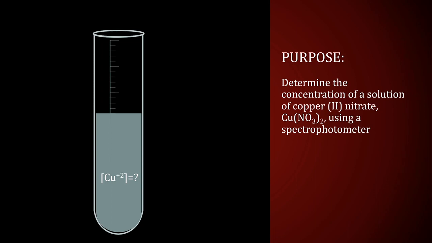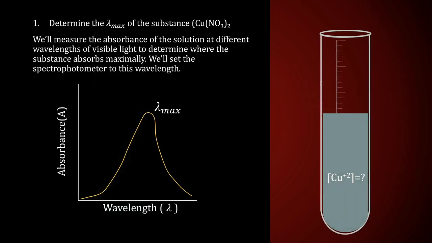The purpose of the lab is to determine the concentration of a copper(II) nitrate solution using Beer's law and a spectrophotometer. The first thing we'll do is to determine the lambda max of the solution in order to know where in the visible range of the EM spectrum the sample absorbs. We will set the spectrophotometer to this wavelength.